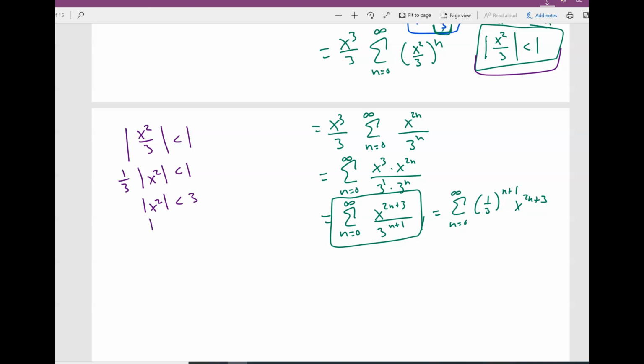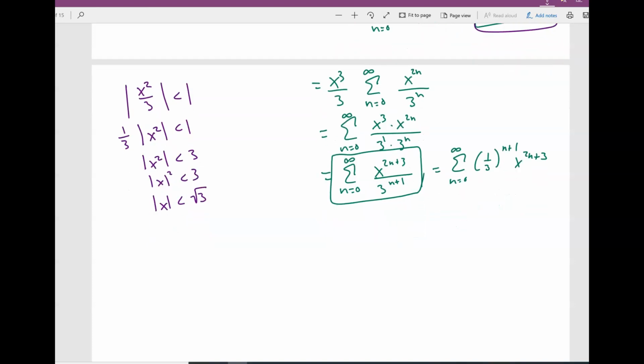And then I can use some properties of absolute values. I can put the square on the outside, and then I'm going to take the square root. Now notice, this is not going to be plus or minus, because if this was minus, there's no way that a negative number is greater than an absolute value. So that means this is only going to be positive. Then we can just get rid of the absolute value by making it square root of 3 and negative square root of 3. So my interval of convergence is going to be between, whoops, that's wrong, between negative square root of 3 and square root of 3.